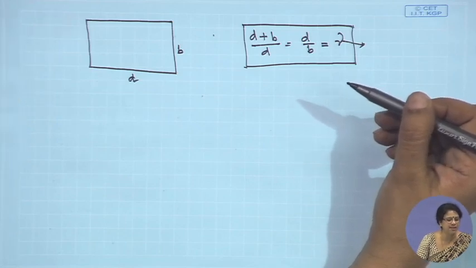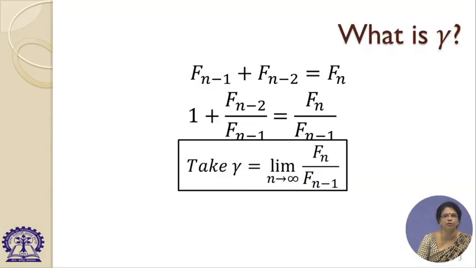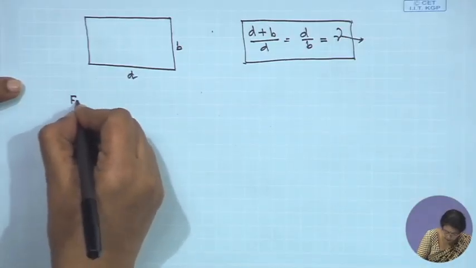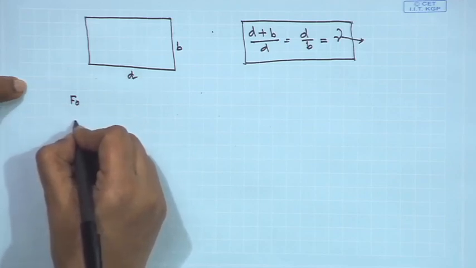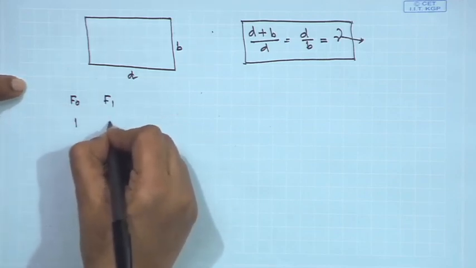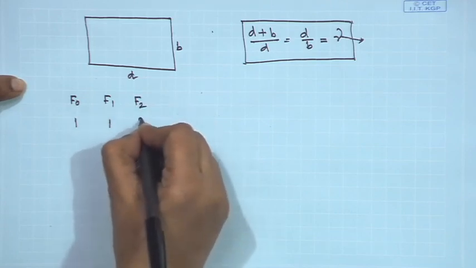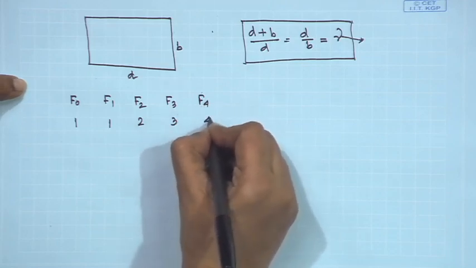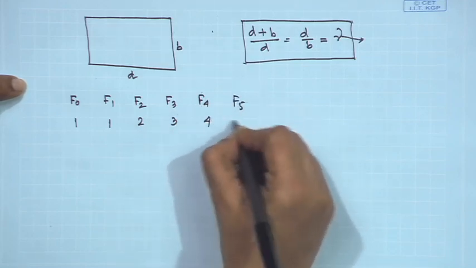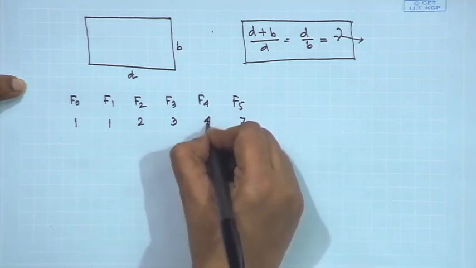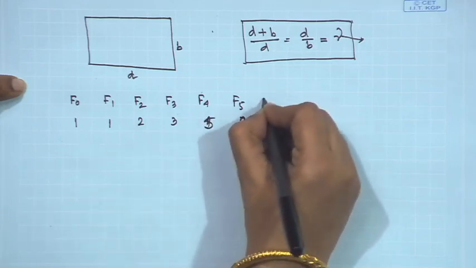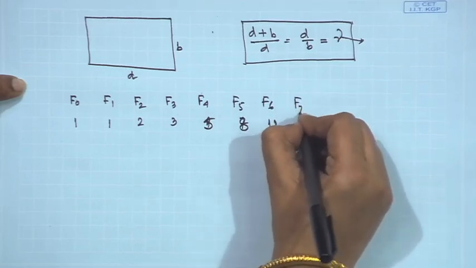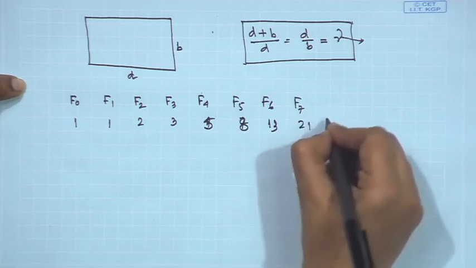Why did we say gamma is equal to limit n tends to infinity of fn by fn minus 1? Because we know it starts from f0. The value for f0 is 1, f1 is 1, f2 is 2, f3 is 3, f4 is 5, f5 is 8, f6 is 13, f7 is 21, and this way it is going.